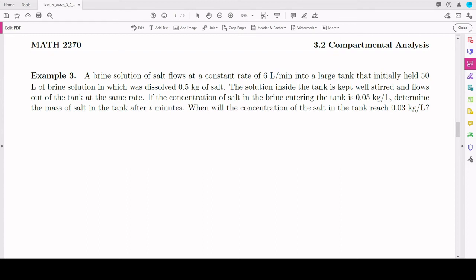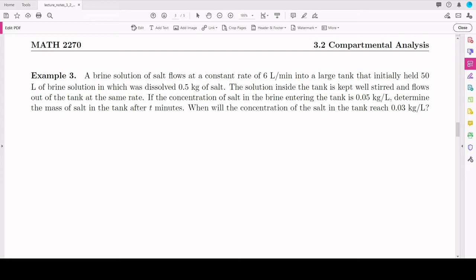Okay, let's do one more example of a mixing problem. A brine solution of salt flows at a constant rate of 6 liters per minute into a large tank that initially held 50 liters of brine solution, in which was dissolved 0.5 kilograms of salt. The solution inside the tank is kept well stirred and flows out of the tank at the same rate. If the concentration of salt in the brine entering the tank is 0.05 kilograms per liter, determine the mass of salt in the tank after t minutes. When will the concentration of the salt in the tank reach 0.03 kilograms per liter?